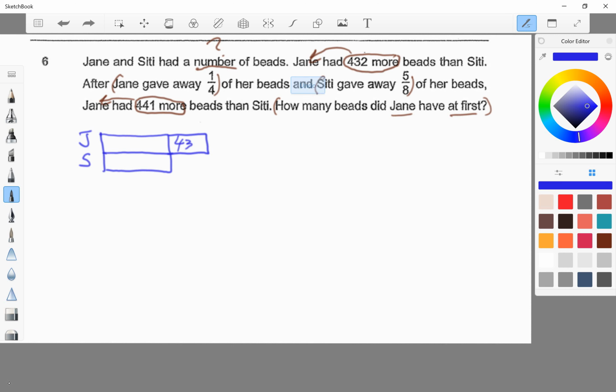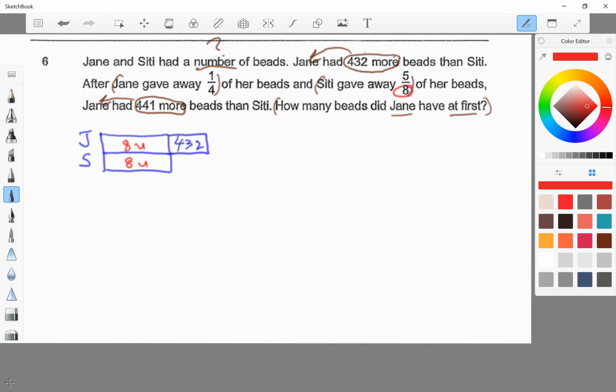The next thing that I'll have to put in is the number of units for Siti. So the clue for this lies in the denominator for Siti. Okay, so Siti gave away 5 out of 8 of her bits. Let me just circle for you in red. So this denominator 8 that I just circled, it must go into the box for Siti. And this will mean that Jane has got to be 8 units plus 432. Okay, there we have it.